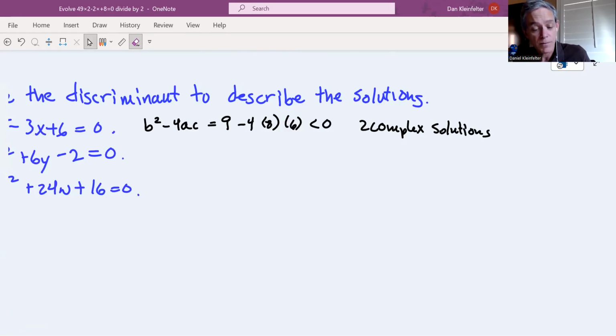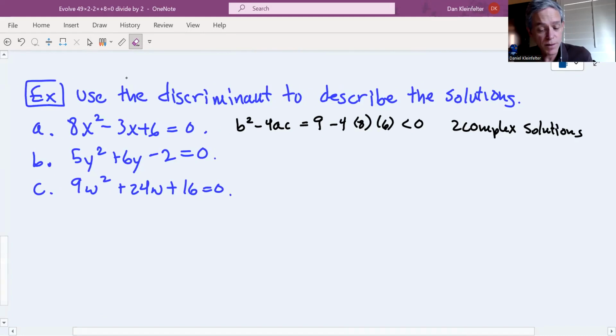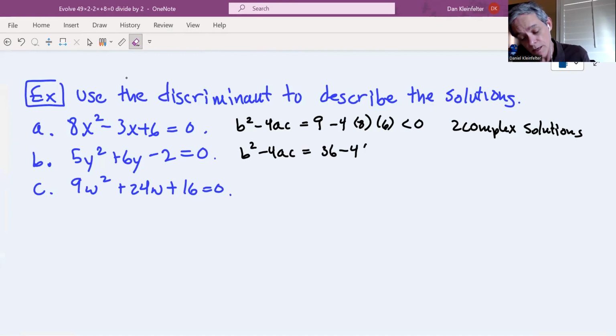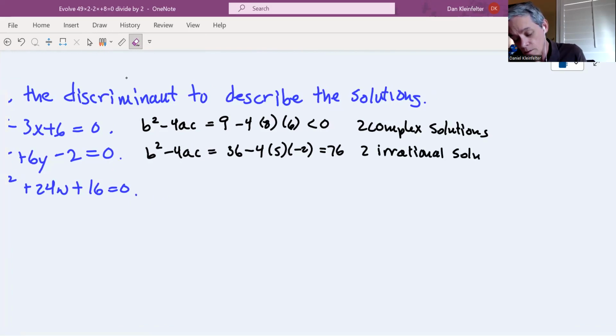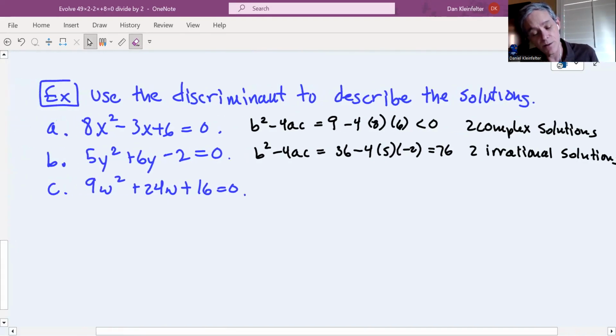Okay, let's try the next one. For 5y squared plus 6y minus 2 is 0. b squared is going to be 36. Then we have minus 4 times 5 times -2. Okay, so that's going to be 20 times 2 is 40. So this would give us 76. So this would give us 2 irrational solutions. 76 is not a perfect square, so we would end up with irrational solutions.